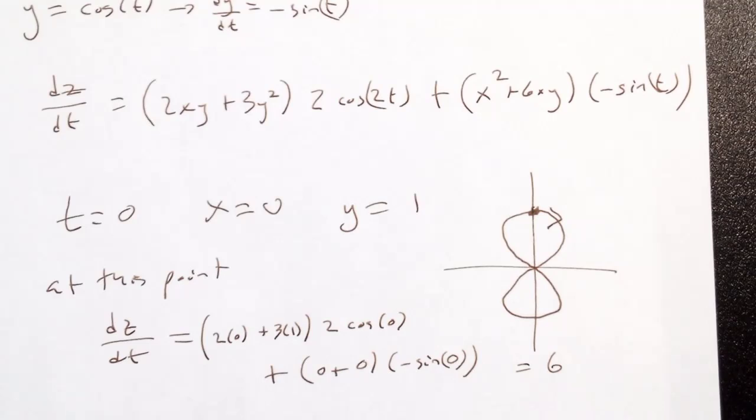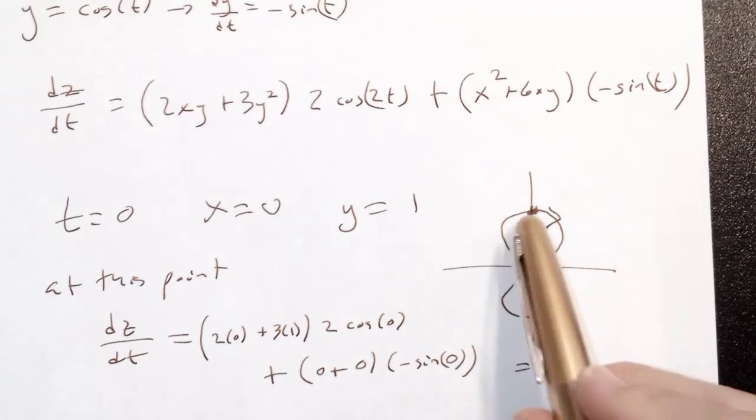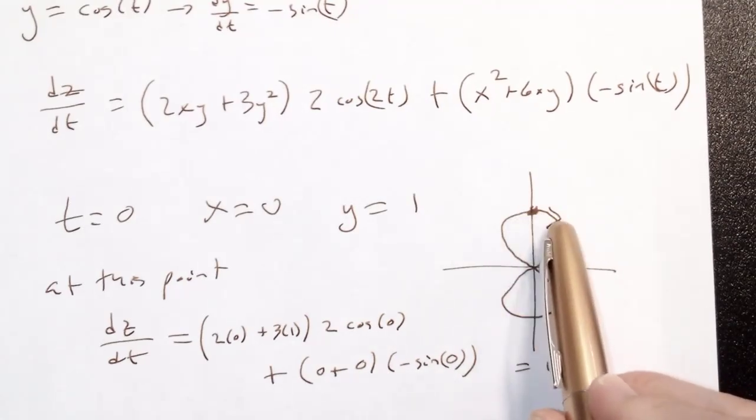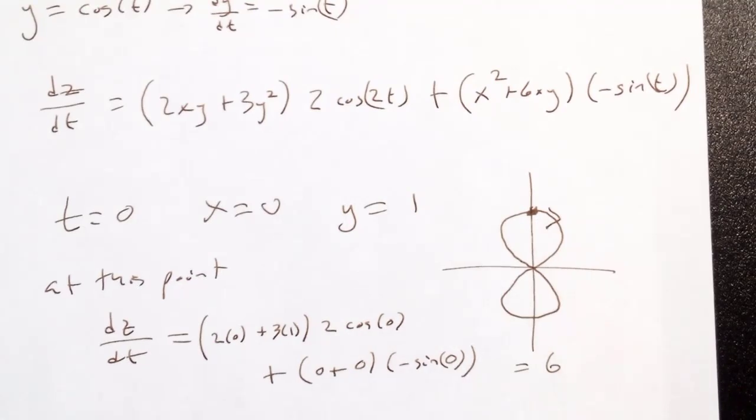My slope is positive means I'm going uphill. When I walk along this direction from this spot, I am going uphill. Fairly steeply, I might add. For every 1 foot forward, I go 6 feet up. That's a really steep slope. It's almost a climb up a ladder, isn't it?